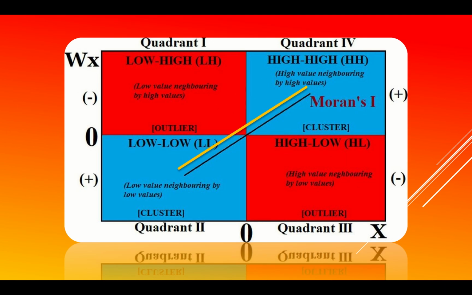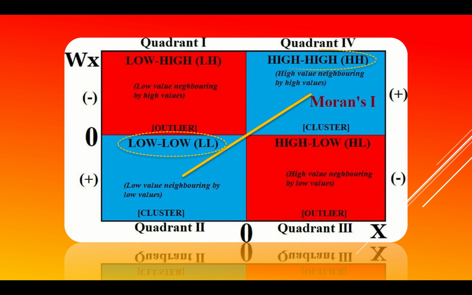So a better graphic here, right? If we have a positive slope to our Moran's I, that indicates that we have data points which are clustered: low values next to low values, with high values next to high values, right? Indicating that we have overall clustering going on.